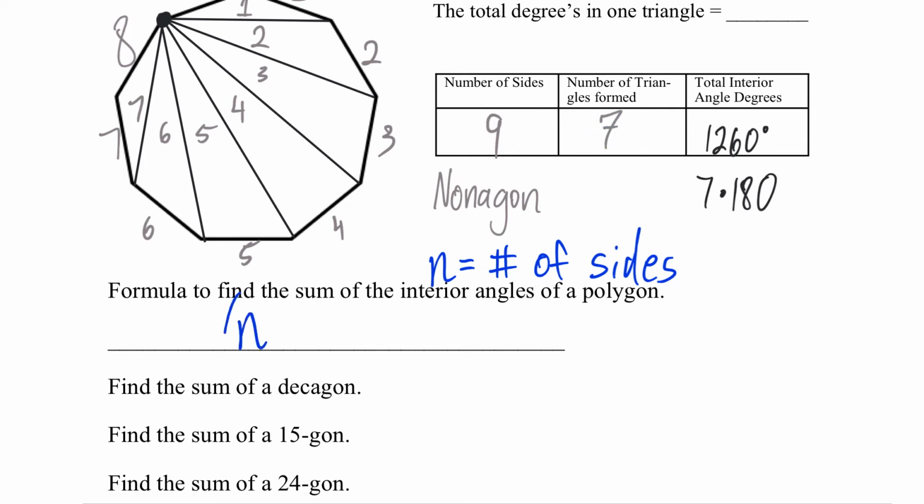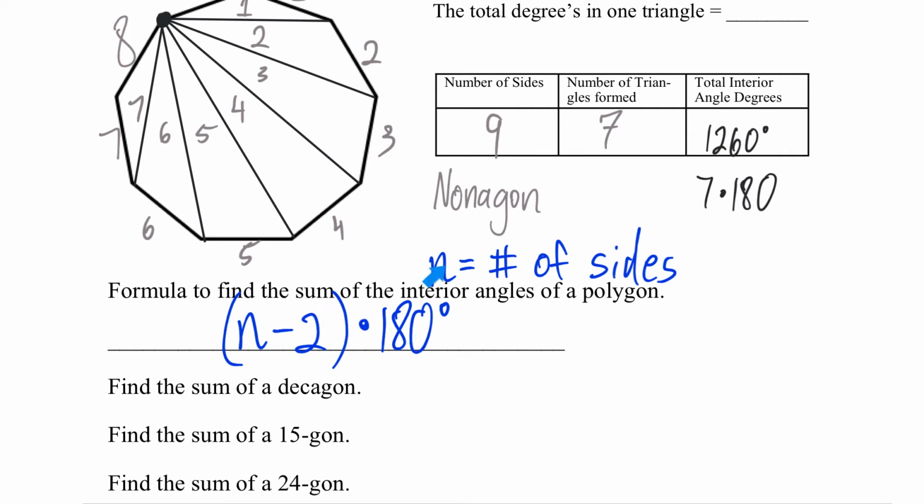Okay, so what I'm going to do is take n minus 2. Right? n is the number of sides. So if I do n minus 2, that's going to tell me how many triangles are in any shape. Now, how did I get from this number to this number? Multiply it times 180. Okay? And that's my formula. If I take the number of sides and subtract 2 from that, that'll tell me how many triangles are inside of it. And then the number of triangles times 180 will tell me how many total degrees there is.